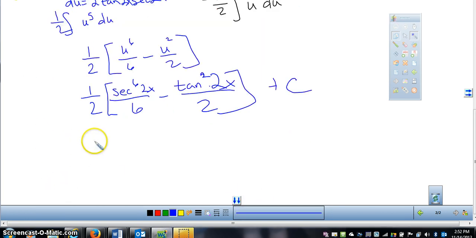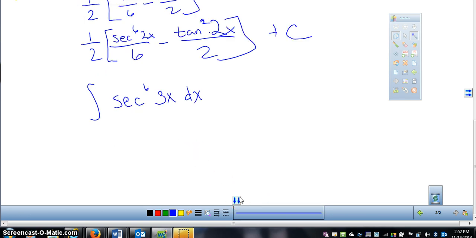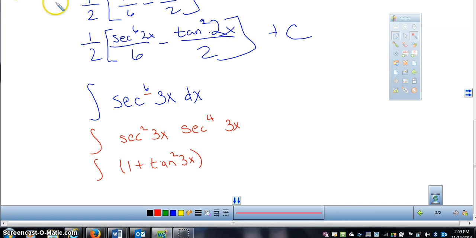Okay, let's integrate secant to the, what power do I have here? Sixth of 3x dx. I always went with the odd rule, with one of them was odd, and I think we talked about if you only have an even. I would say if secant is even, I'd probably convert it to a tangent. Let's see what happens here.